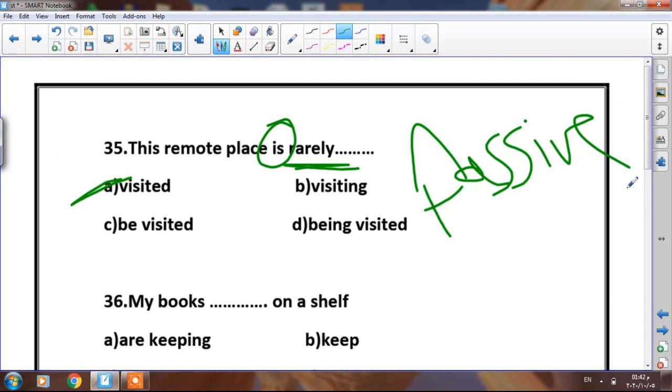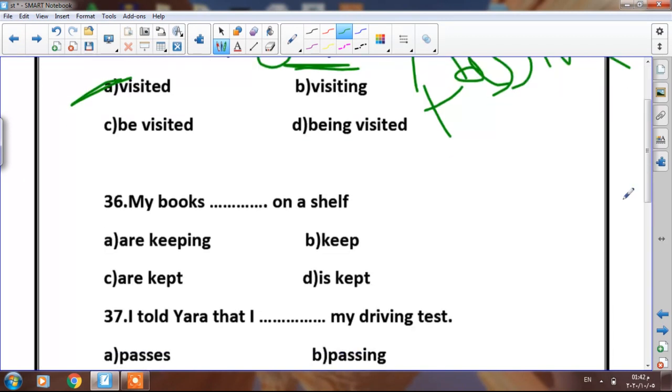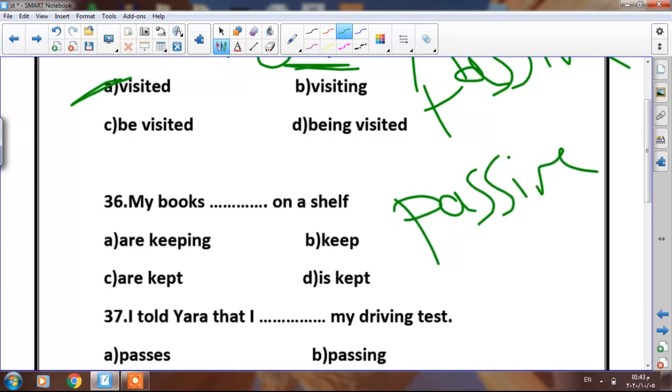Number 36. My books dot on a shelf. Can the books keep themselves on a shelf? Of course not, so this sentence is passive again. My books are kept on a shelf. So by this sentence, number 36, my books are kept on a shelf.